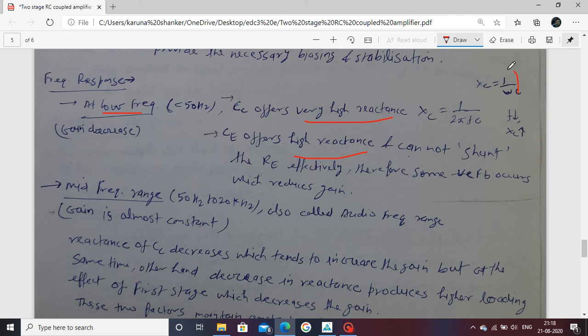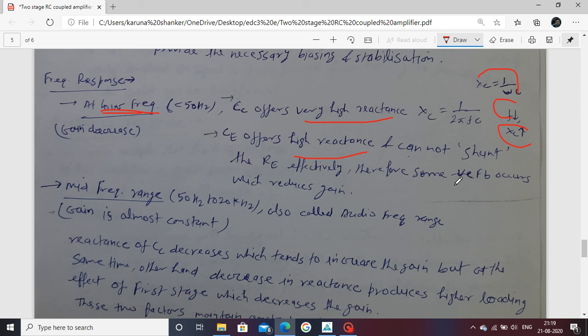This is calculated through the relation Xc equals 1 upon omega C, where omega equals 2 pi f. Here the frequency is low, so X increases, meaning the reactance value is high. That's the reason the voltage gain is reduced in the lower frequency region.